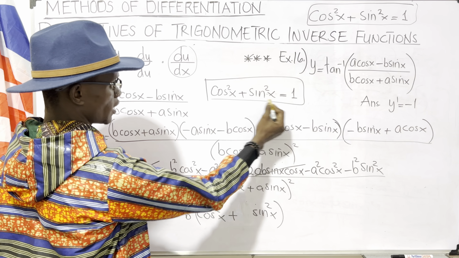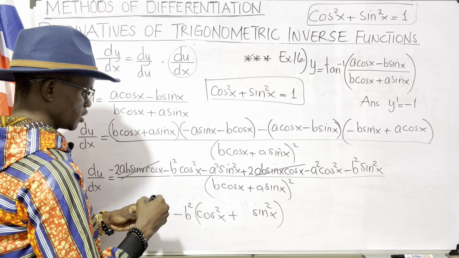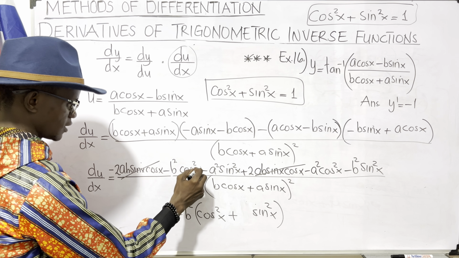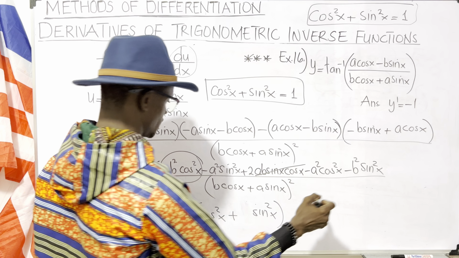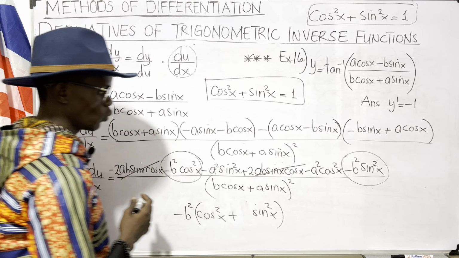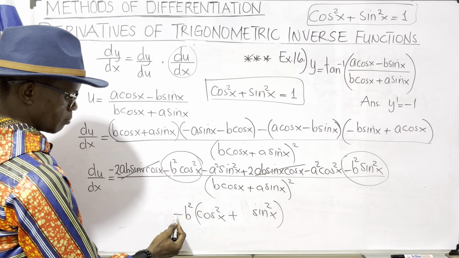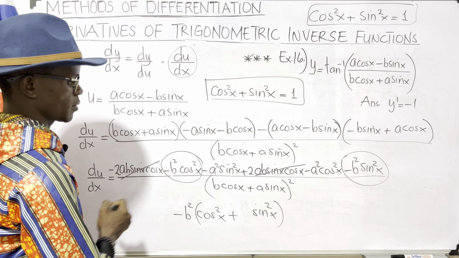Cos square x plus sine square x is just equal to 1. So it means that this expression and this expression is equal to 1. It's equal to minus b all squared.